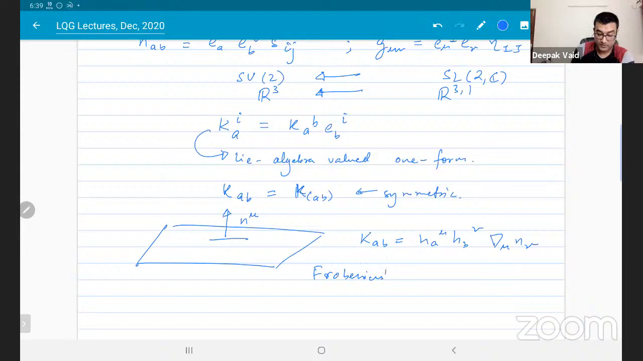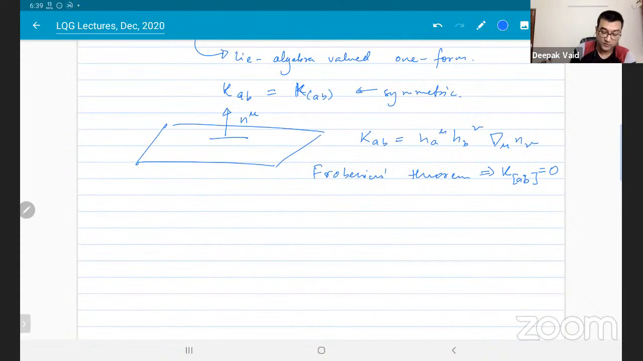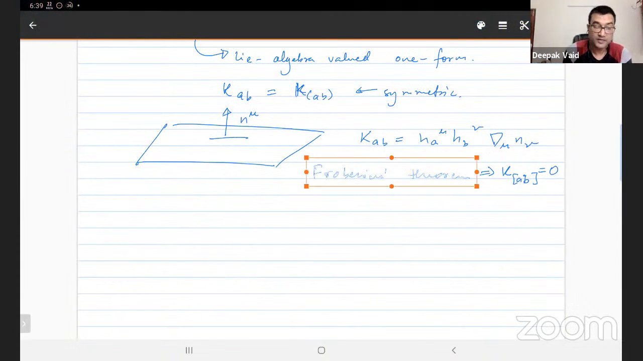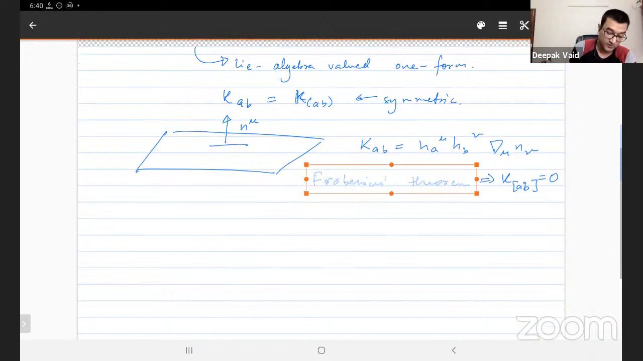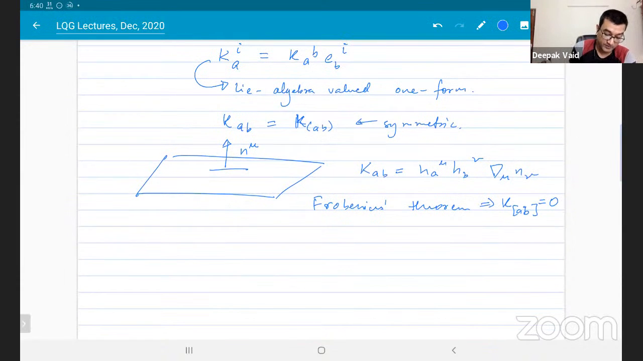there is something called Frobenius's theorem. It tells you that the antisymmetric part of KAB is 0. Okay. This Frobenius theorem I've covered in a set of notes that I posted on Zulip on the Gauss-Codazzi constraint and other topics like that. Okay. So we have this constraint on KAB that it has to be a symmetric quantity. This constraint can be expressed in the following way in terms of this Lie algebra valued one form.